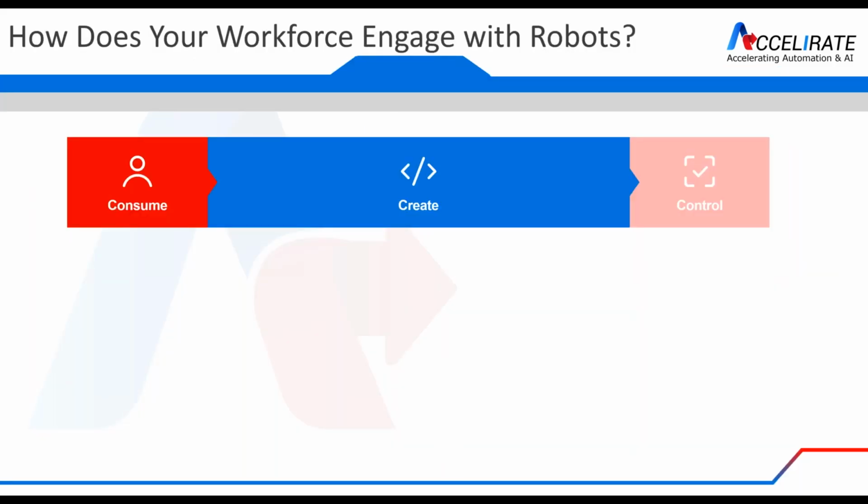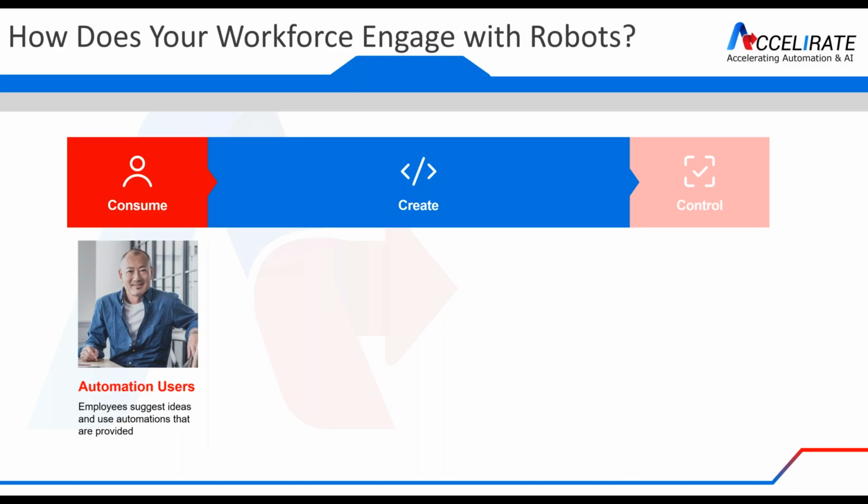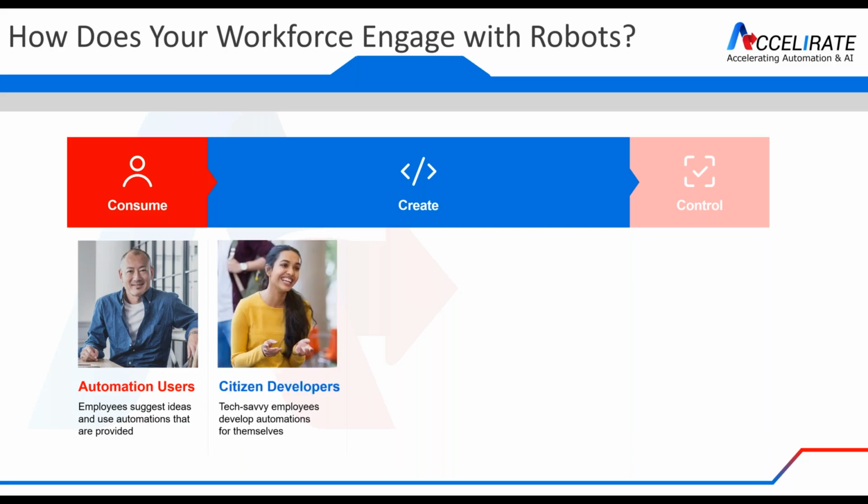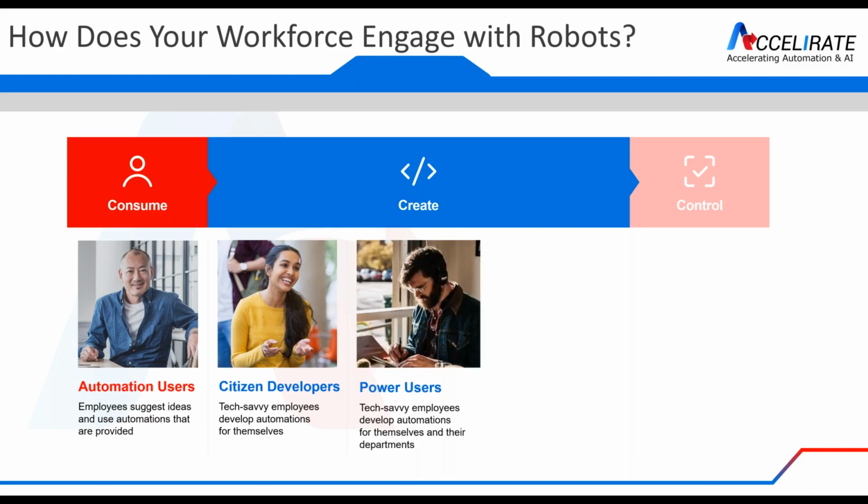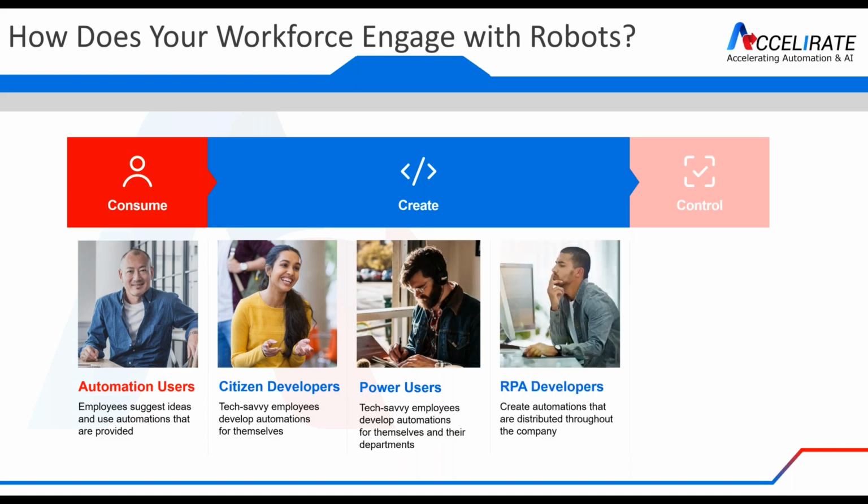So how does your workforce engage with robots? Automation users suggest ideas and use automations that are already built and provided, and they run them on their desktop or computers. Citizen developers are tech-savvy employees. They develop their own automations to automate their day-to-day business tasks and make their work more efficient. You have power users. They're also tech-savvy employees that develop automations for themselves and their groups and departments. RPA developers create automations distributed throughout the company.